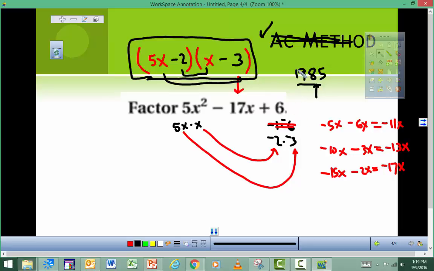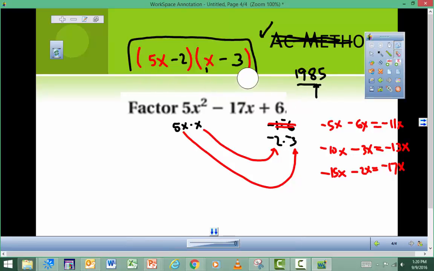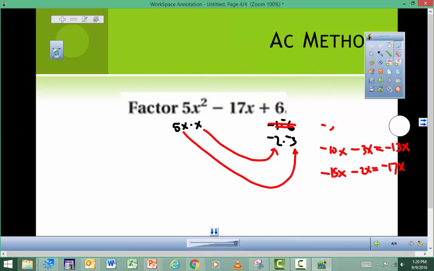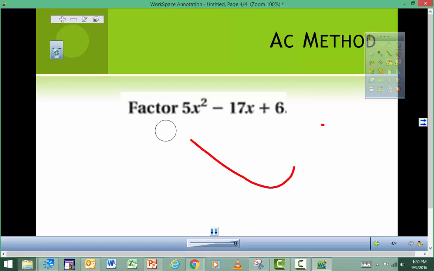So I'll show you both methods here, and like I said, I think you'll realize it's basically doing the same thing. It's just that the AC method disguises it. It's a little bit disguised. You see? So let me demonstrate this now using the AC method.